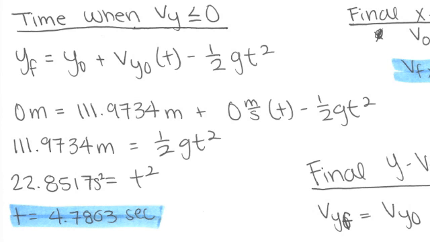When we solve that out, we get 111.9734 meters is equal to 1/2 gt squared. And then we find that t squared is equal to 22.8517 seconds squared. When we take the square root of that number, we find that t is equal to 4.7803 seconds.